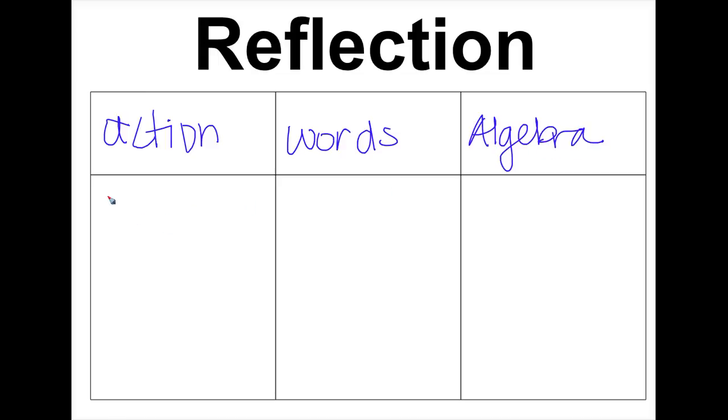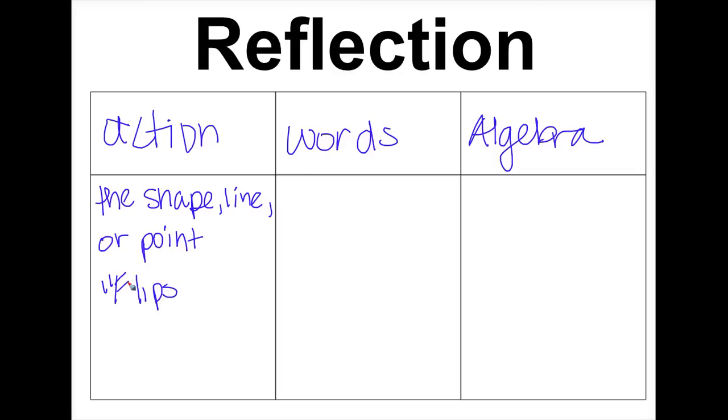Okay, for the action, what happens is a reflection, a shape, line, or point flips over a given line. Okay, so the shape is going to flip. It's a mirror, a reflection is just a mirror image.